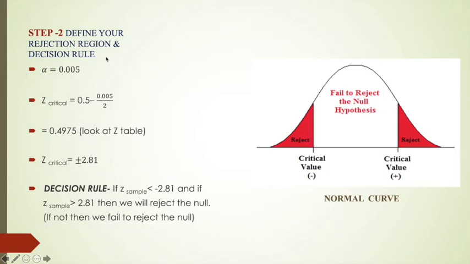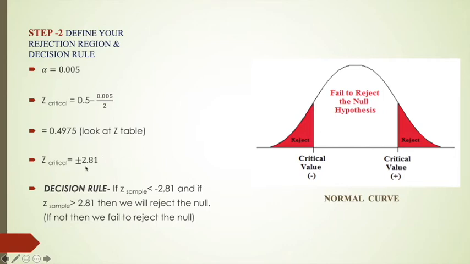The second step is defining our rejection region and stating our decision rule. We have been given alpha, which is 0.005. We have to find z critical. For that, the formula for two-tailed is 0.5 minus alpha upon 2. For one-tailed, it would be basically 0.5 minus alpha. But since we have a two-tailed test, to find z critical, it would be 0.5 minus alpha upon 2, which is 0.005. When we do that, we get 0.4975. This is our probability, and then we look up this probability in the z table, and we find plus minus 2.81. This is our z critical.